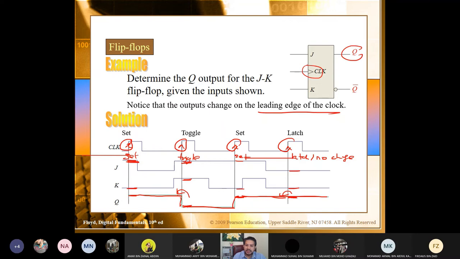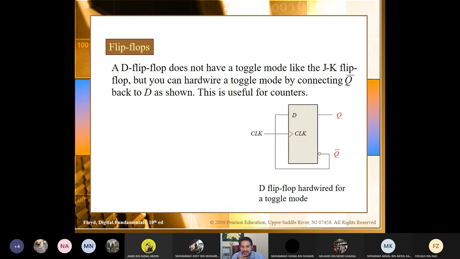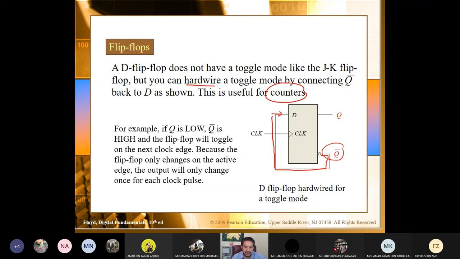Okay. So the D flip-flop does not have the toggle mode like a JK flip-flop, but one way to toggle it is to hardwire. Hardwire means physically taking a cable or soldering the input to the output here, so then it will toggle based on Q bar, right? This is used in counters. Later we're going to see how a counter works. So if Q is low, Q bar is high, and the flip-flop will toggle on the next clock edge.